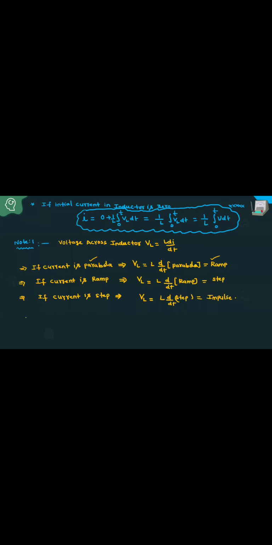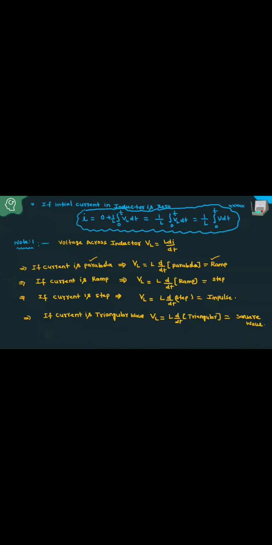For example, if current is a triangular wave, what is the voltage across the inductor? L into d by dt of triangular wave. Differentiation of triangular wave is a square wave.